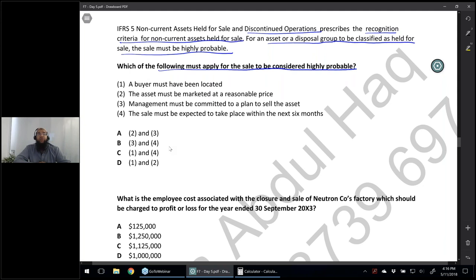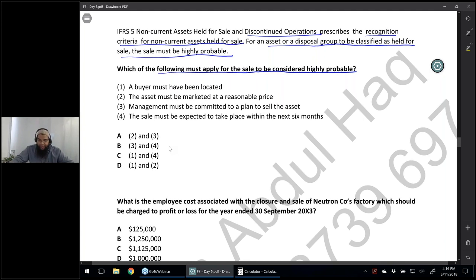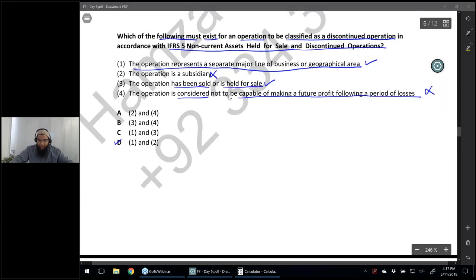Benedicta is saying that she's not clear in the previous question. Yes, Benedicta, can you please be specific? What exactly area is not clear to you? Benedicta is saying why 1 and 2.